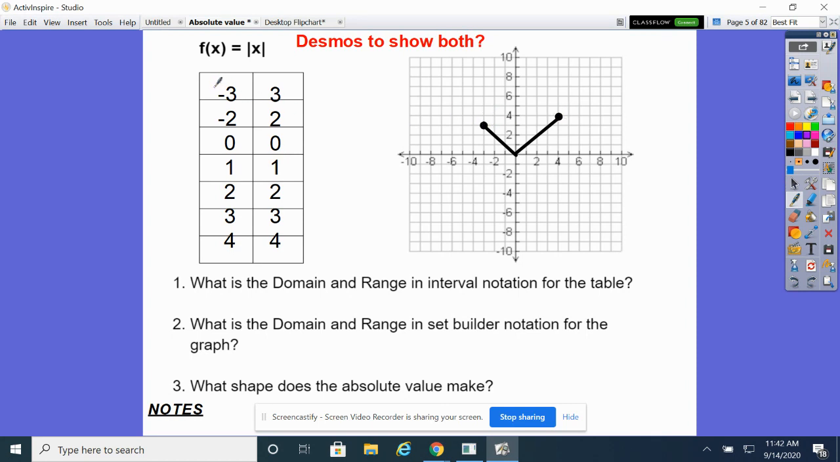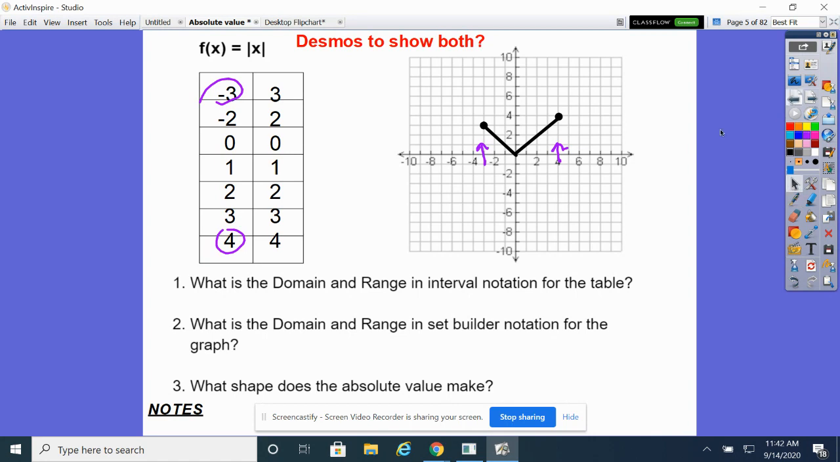They said you need to stop at -3 and you need to stop at +4, and that's what I did. There's -3 and there's +4. I've got to include all the numbers in between, of course. So it started here and stopped here. That's going to affect the domain and range.